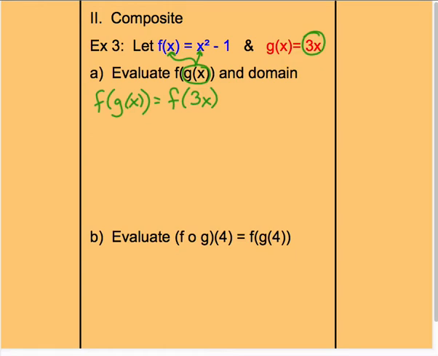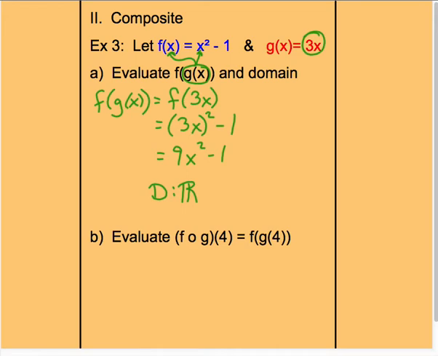Now I'm going to put that 3x into the f function, that x squared minus 1 function, for x. Simplifying this, we'll get 9x squared minus 1. The domain for both the f and the g function are all real numbers. Same for our composition.